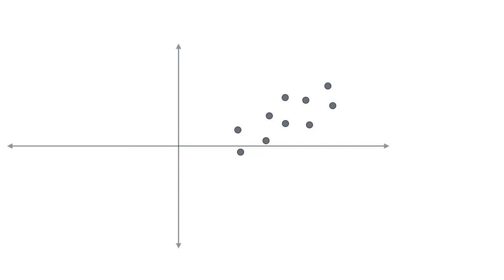Let's say we have a data set like this one. How do we find the perfect projection? Well, first let's put it in some coordinate axis. And the first thing we're going to do is center it.